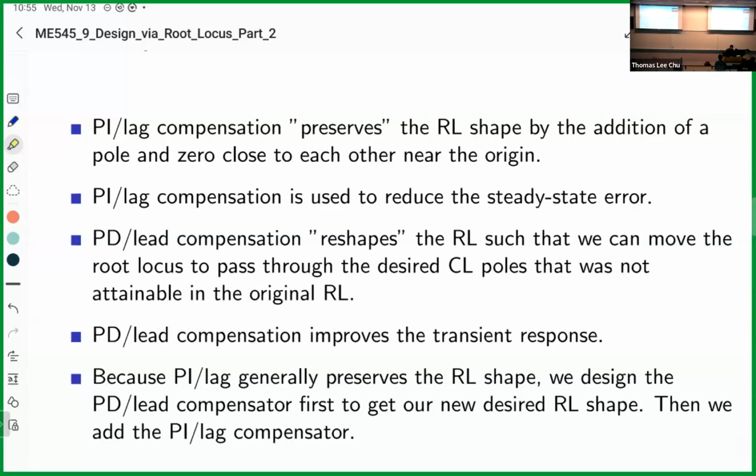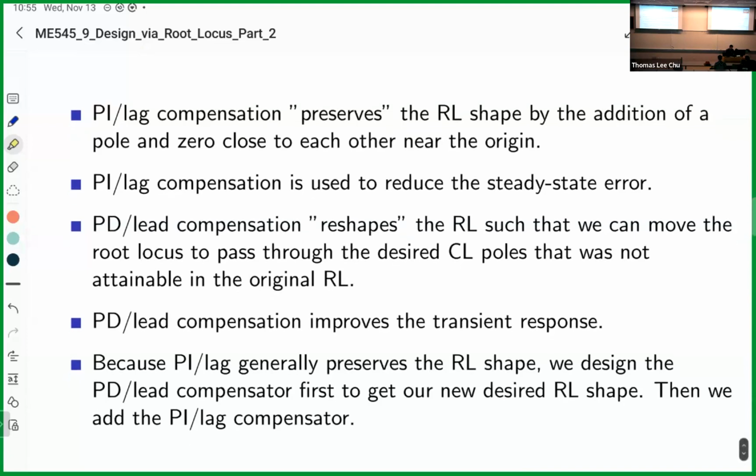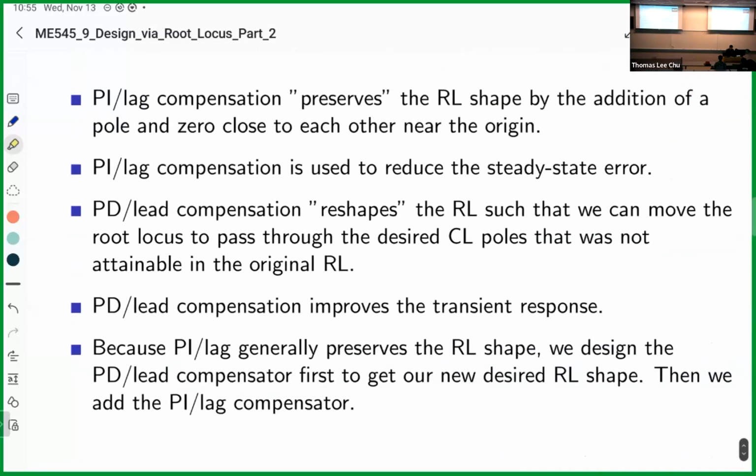PD and lead compensation reshapes the root locus, so we move the root locus to pass through the desired closed loop poles that were not attainable in the original root locus. They also improve the transient response. Because PI and lag controllers generally preserve the root locus shape, we design the PD and lead compensator first to get our new desired root locus shape. Then we add the PI and lag compensator.